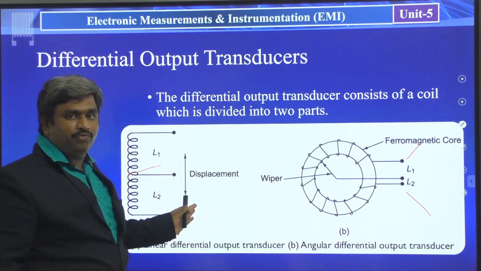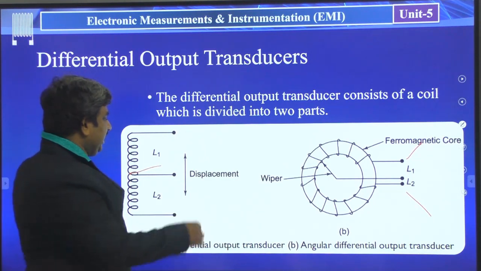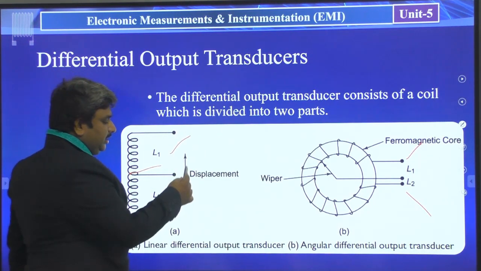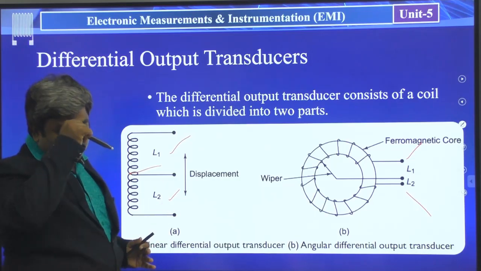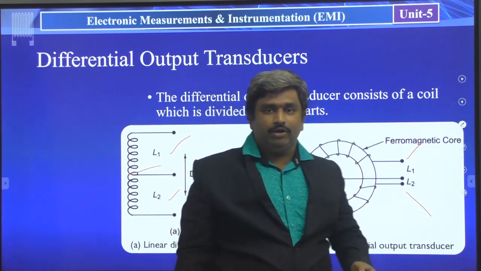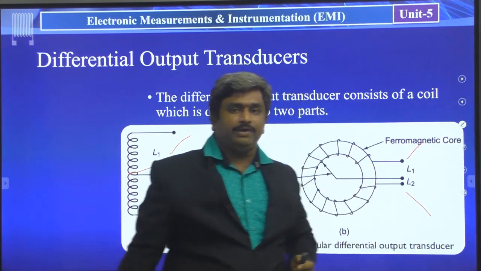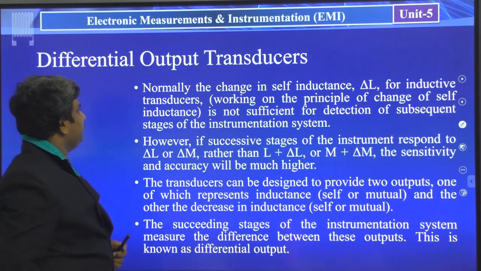the two output windings have the same output voltages. At the L1 side, how much voltage is there? The L2 side also has the same voltage in this situation. Okay, so this is linear, this is angular. Both are inductive type transducers, but we have two differential output voltages.